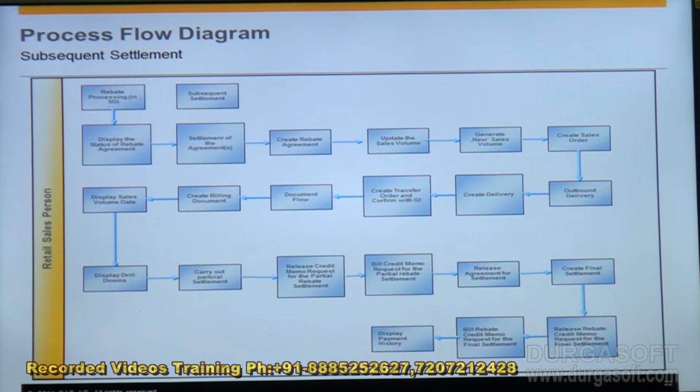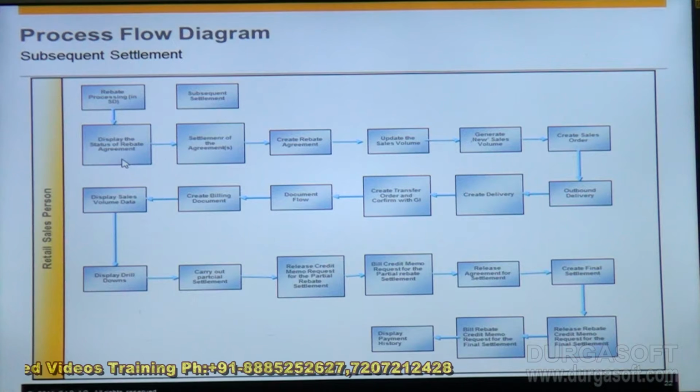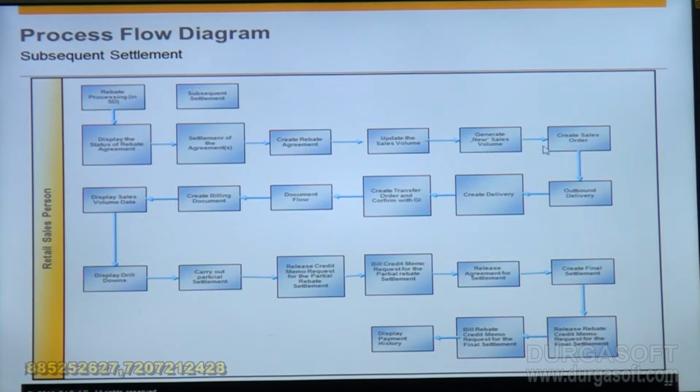So this is a subsequent drop. Once you get a debate processing here, we will go with display the status of the debate agreement, then we will focus on settlement of the agreement, then we will create a debate agreement on business sales and update the sales volume. So generate new sales volume, create sales order, display sales volume, which is of outbound delivery.